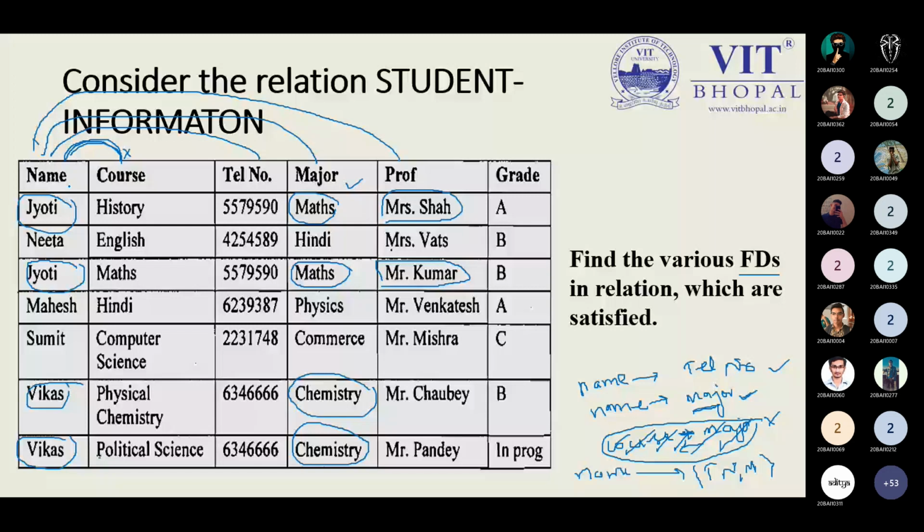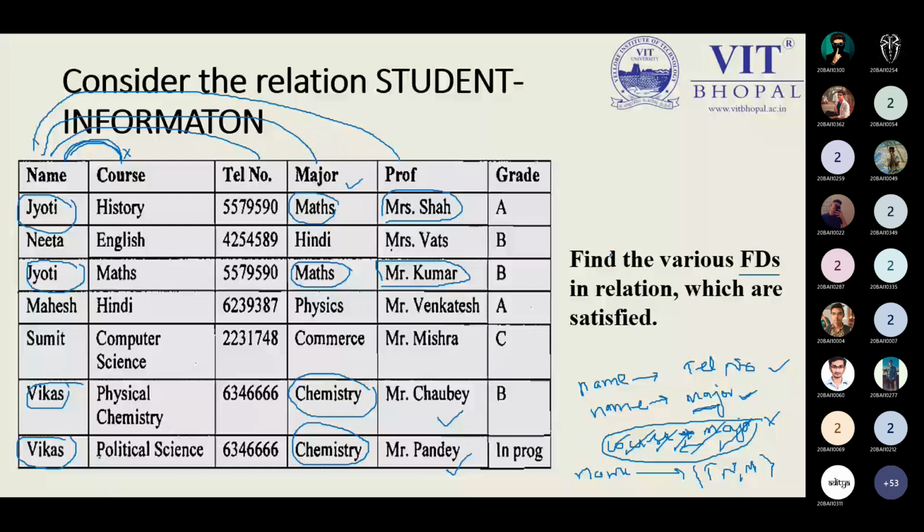So this is the point we are discarding right now. When he has chosen chemistry as a major subject, and the course was physical chemistry and political science, at that time Mr. Chaubey and Mr. Pandey were the professors. Then what happened at that time? So the dependency is not there between these. The dependency we have to identify from the data. That is the meaning. If data is available, then we can easily determine the functional dependencies.